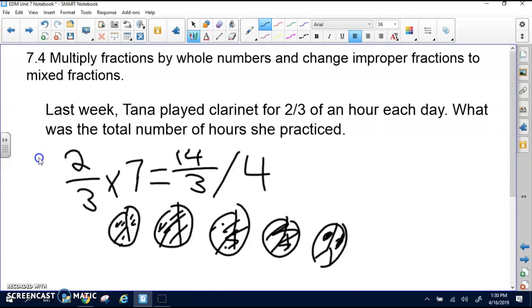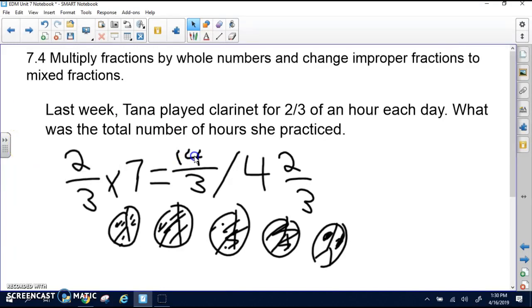That she colored in 4 holes. I colored in 4 holes, and there was 1 left. So part of what she did here, she did the multiplication, a fraction times a whole number, 2/3 times 7. What she found was an improper fraction.